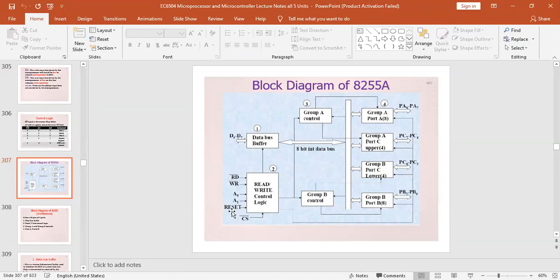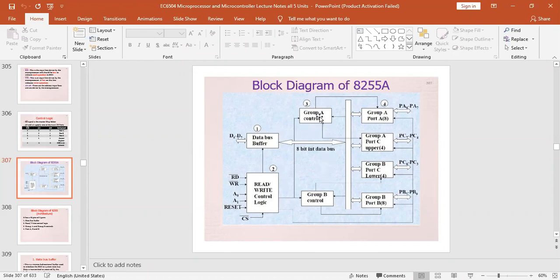Then reset: if it is 1, it will reset this 8255. Via this read write control logic, we give RD bar and WR bar, so that I can write the data and read the data via the ports, and A0 and A1 are the address lines. So I am using the read write logic block, the data bus buffer block, and group A and group B.